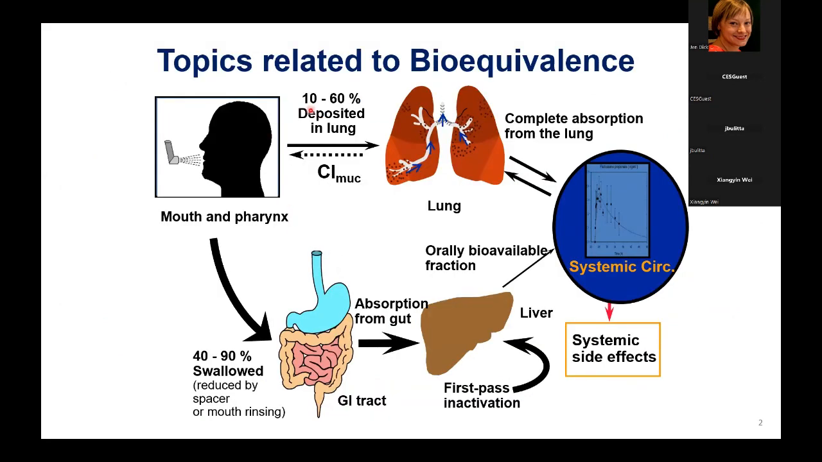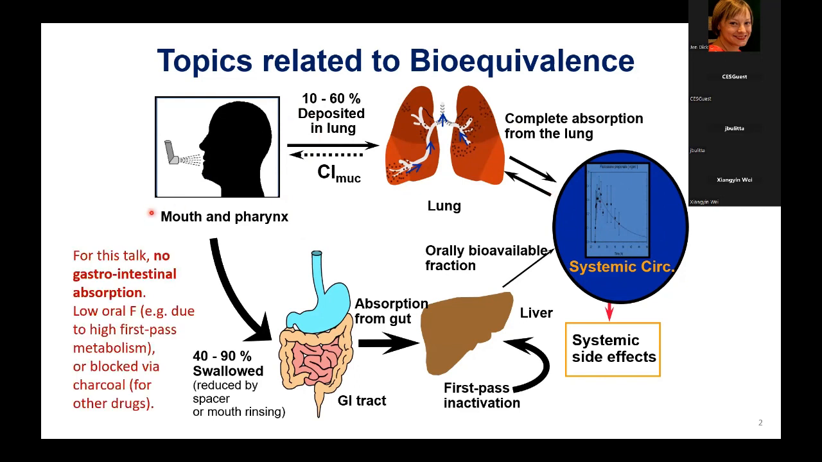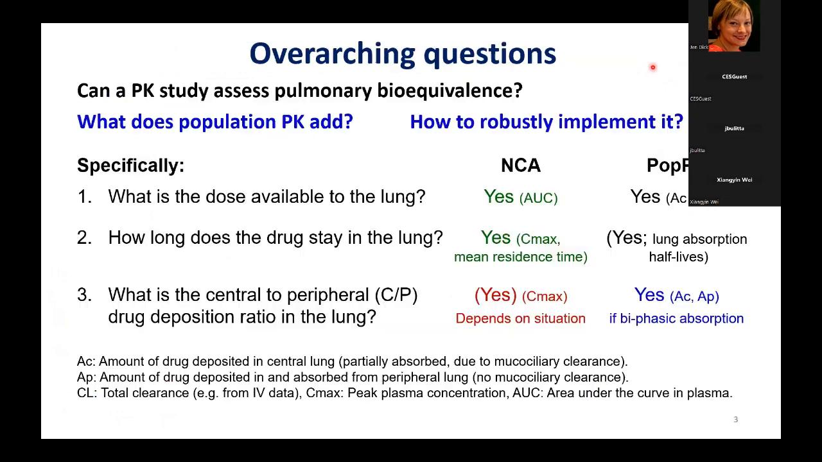After inhalation, a certain amount of drug deposits in different lung regions, and this gives rise to systemic plasma drug concentrations. Another portion of the drug can, of course, be swallowed and then enter the gastrointestinal tract and be absorbed. For the purposes of this presentation, we assume that there is no gastrointestinal absorption, either due to low oral bioavailability or due to charcoal block. However, we will look in extensive detail at the benefit of having intravenous PK data available and how to handle them within a pop PK analysis.